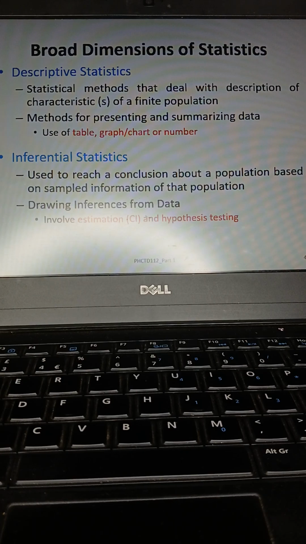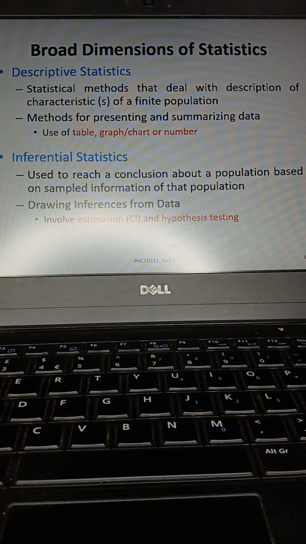It's not about just the collection and the organization alone. There should be a means whereby you want to present your data, or you want to summarize your data for even a layman to understand, in terms of use of table, graph, charts, or number.